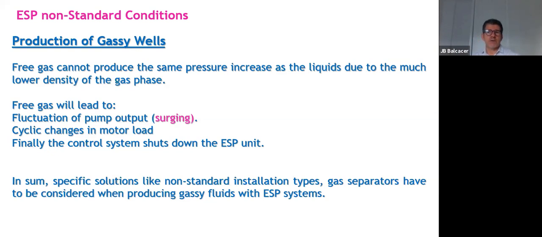The ESPs are really good as long as we keep maintaining a stable condition. At the end, if the ESP is facing so many changes, finally the control system, which is of course recommended to always have, will shut down the ESP and we are losing production. We have to investigate if the conditions are adequate to restart the ESP system or not, or make changes to solve the situation. So specific solutions like non-standard installation and gas separators have to be considered in the design, in particular when dealing with gassy fluids.